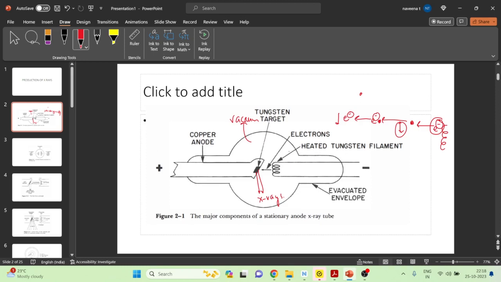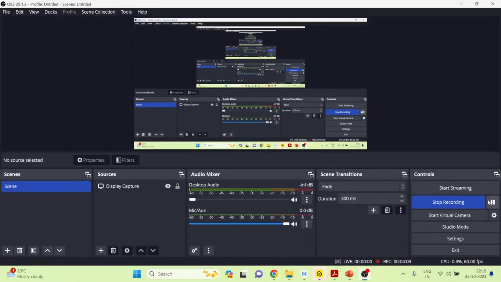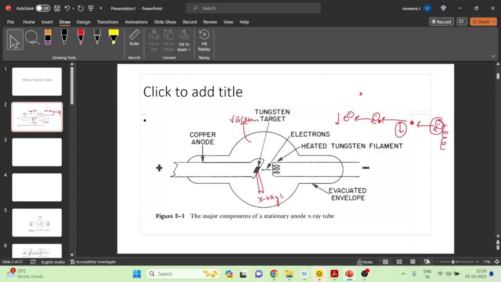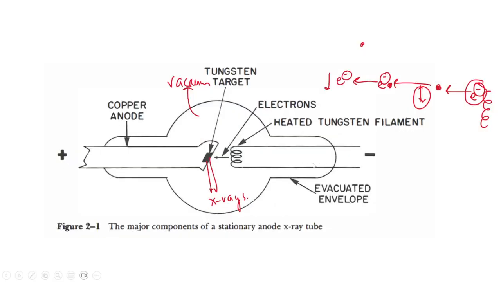Then there are connecting wires. The cathode and anode are connected to the high potential difference, so there are connecting wires which connect the cathode and anode. The connecting wires must be sealed into the glass wall of the tube.